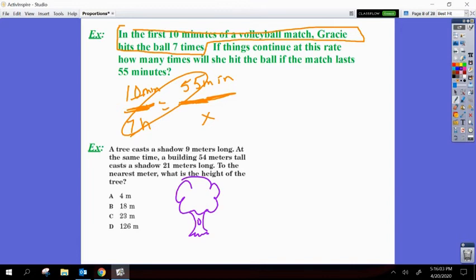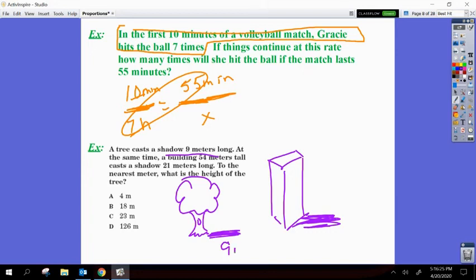Here's my grass. And then it's got a little shadow. And then I've also got a nearby building. And this building also casts a shadow. There's the shadow of the tree, of the building, excuse me. So a tree casts a shadow that's 9 meters long.